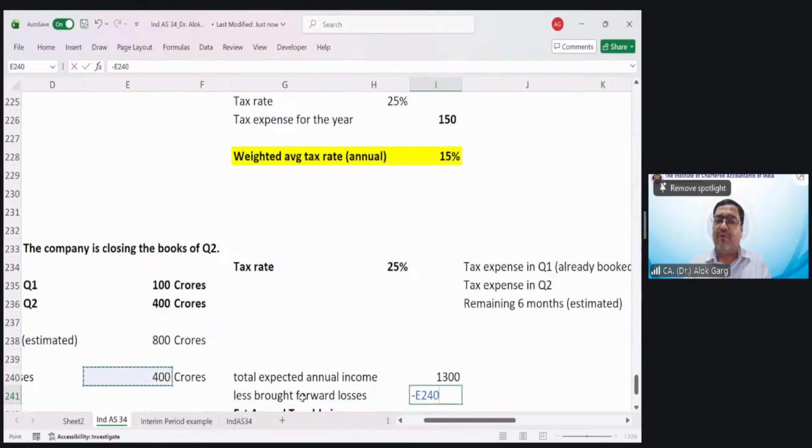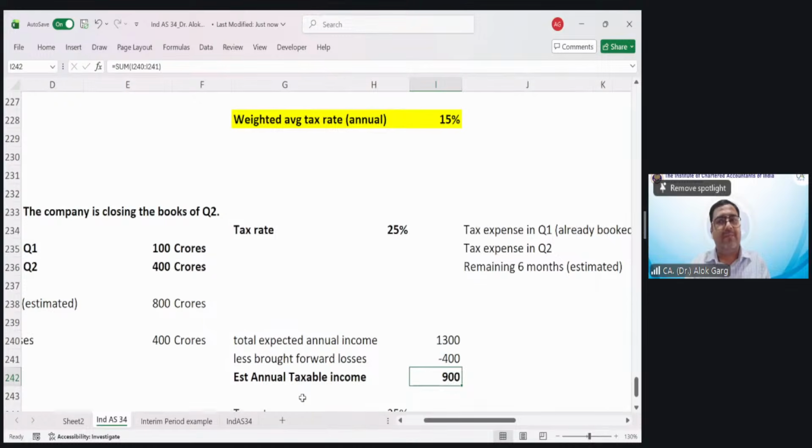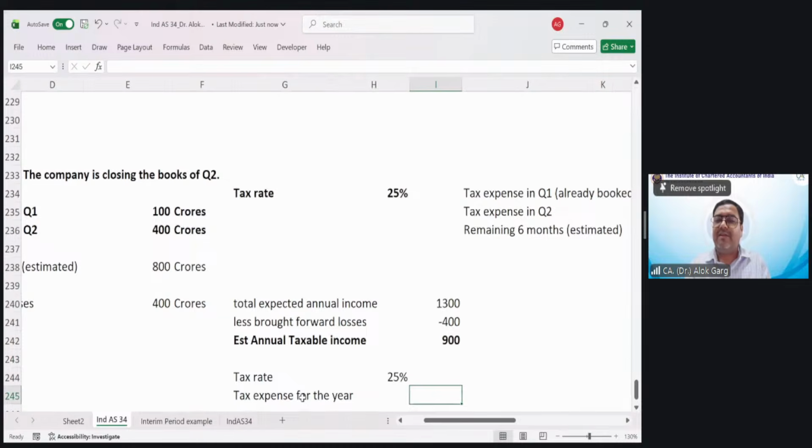What is my brought forward loss? 400 crore, which was there. Because brought forward loss will never change. जो आपका पिछले बार रिटर्न में आपने कंक्लूड कर दिया वो हो गया. What is my estimated annual taxable income? 900 crores. Tax rate is 25%.